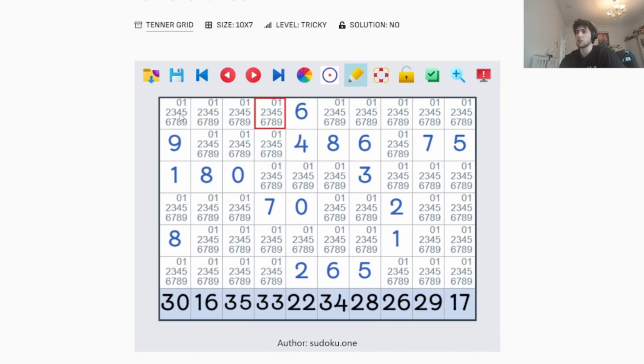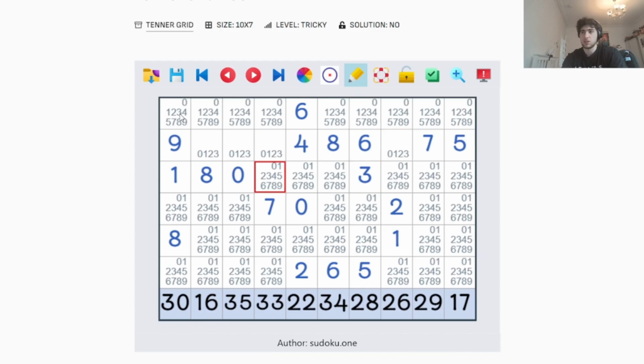Okay, so now we can use the row constraint. Obviously there's a 6 in this first row, so none of these cells here can be a 6. You can't have any repeats of digits within rows. And then we can use the other row constraints here. We have 9, 4, 8, 6, 7, and 5, so we can get rid of each of those options in each cell. This cell can't be a 9, 4, 8, 6, 7, or 5 because we already have those numbers in that row.